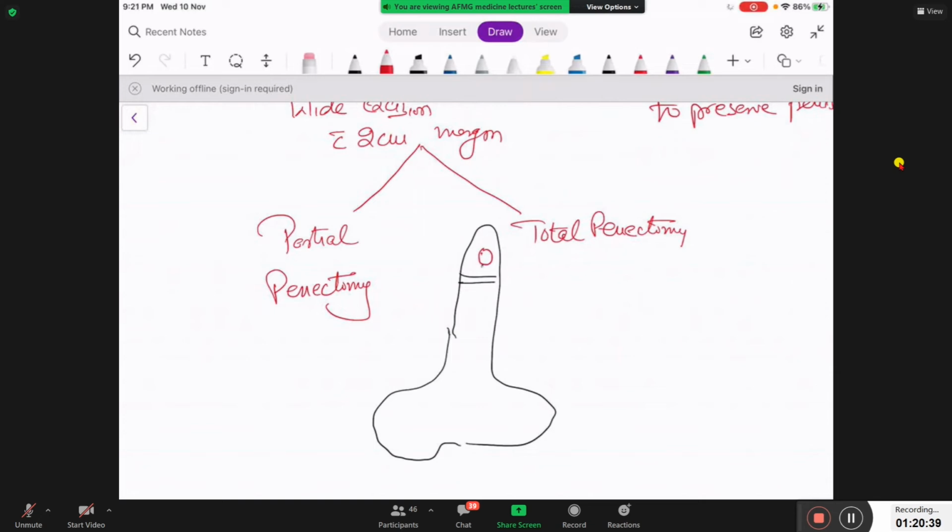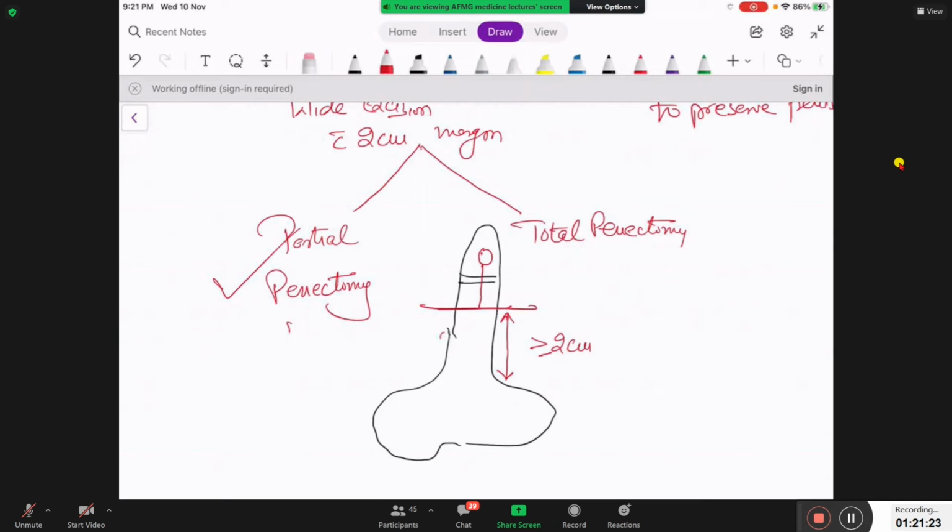We have to take 2 centimeter margin from here, okay? We have to take 2 centimeter margin. Now, after taking 2 centimeter margin, we have to see how much stump of the penis is remaining. If the stump remaining is more than or equal to 2 centimeter, we will do a partial penectomy. We will remove this part and leave this stump. This will be partial penectomy.